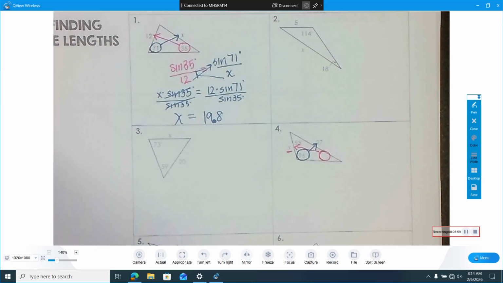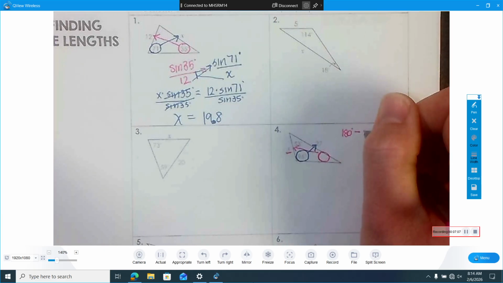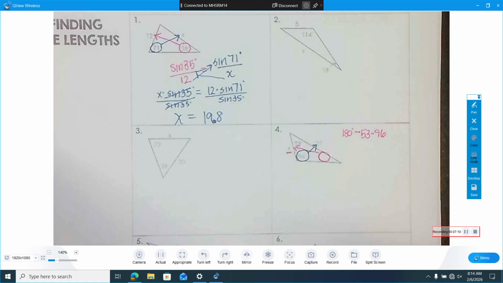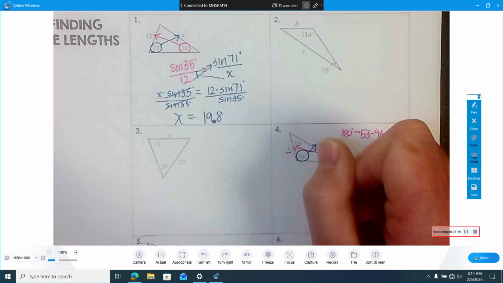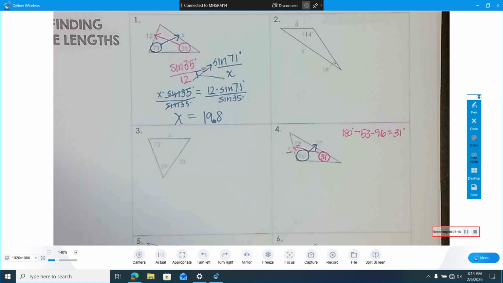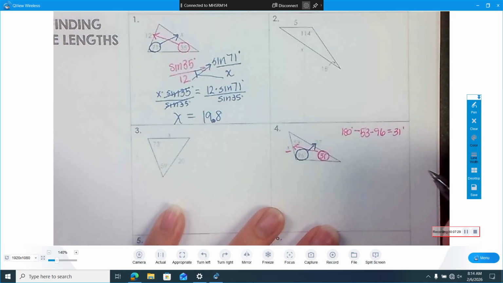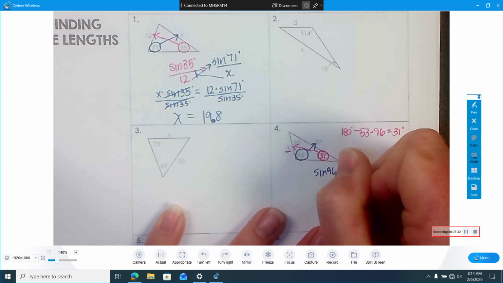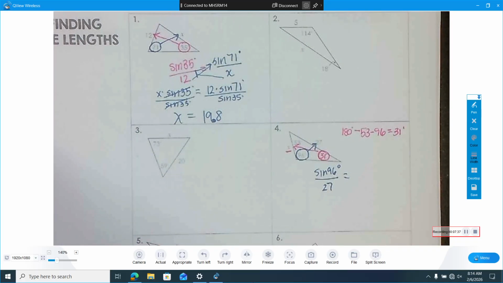How can I figure out that angle measure? Subtract from 180. It is a triangle. So 180 minus 53 minus 96 is 31 degrees. So yes, it is still a triangle, and we can still subtract to find our missing angle. And now we can set up our law of sines proportion. So I'm going to write the sine of my angle 96 over its opposite side 27 is equal to what over what?